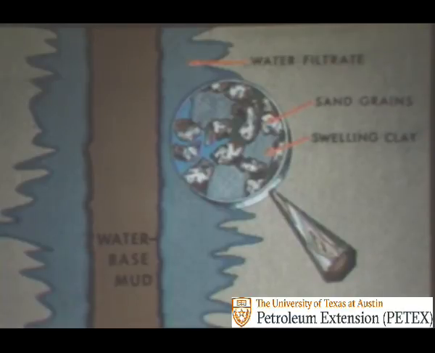A possible result is shown in the magnifying glass. There are particles of clay between the sand grains, and when the water filtrate contacts the clay, it swells. The swelling clay blocks up the passageways between the sand grains, and the oil, shown in green, cannot flow into the well bore.